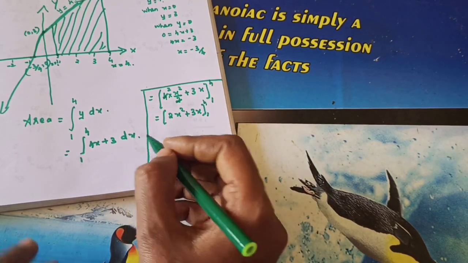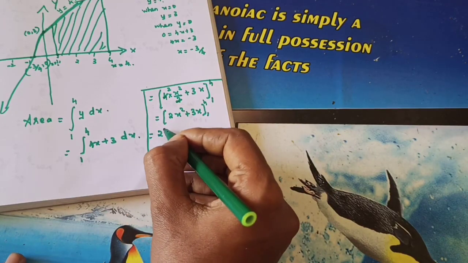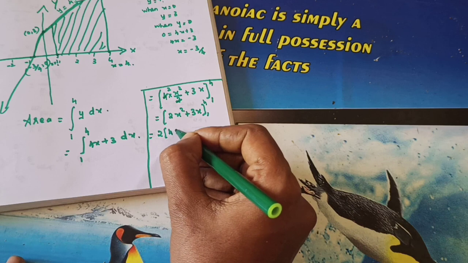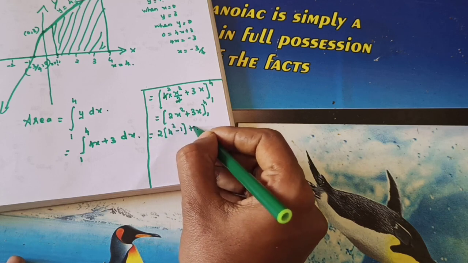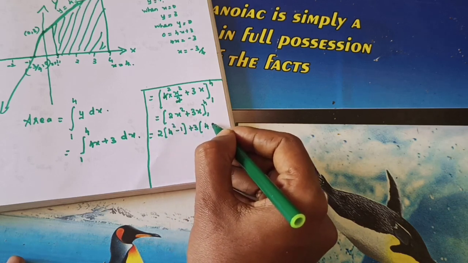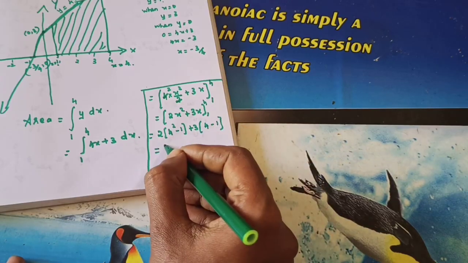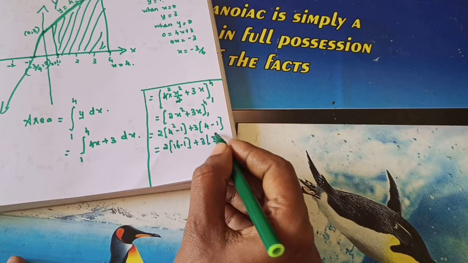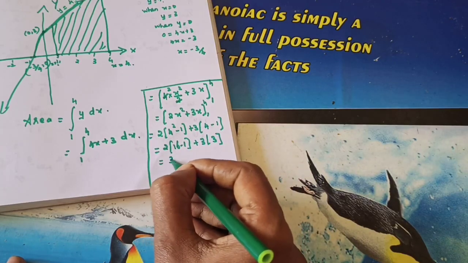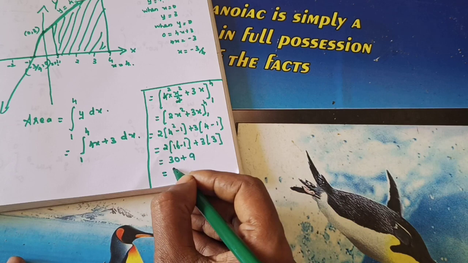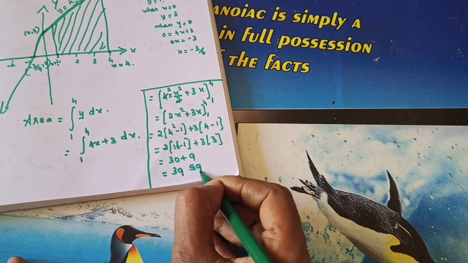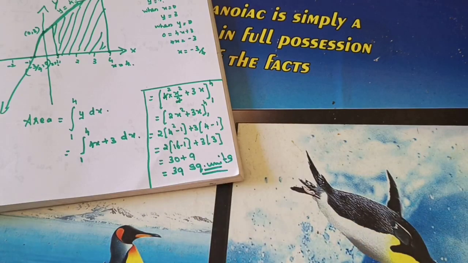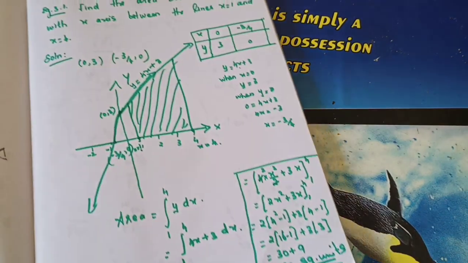Now apply the limits. That's equal to 2 is a constant. So x square, upper limit minus lower limit. Is it right? So 4 square minus 1 plus 3 into upper limit minus lower limit, that is 4 minus 1. That's equal to 2 into 16 minus 1 plus 3 into 3. So 2 into 15 means 30 plus 9. That is equal to 39 square units. It is very, very important, the reason is it is area. That's all. I think it's very easy.